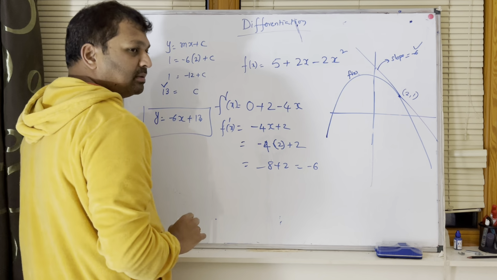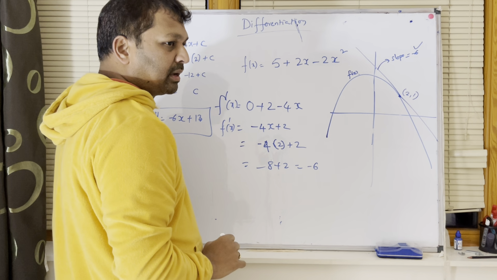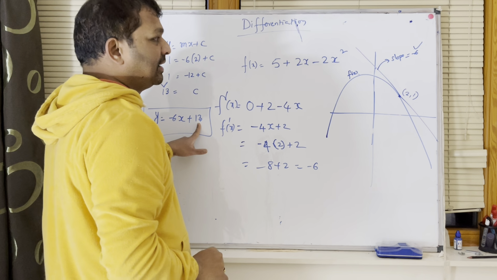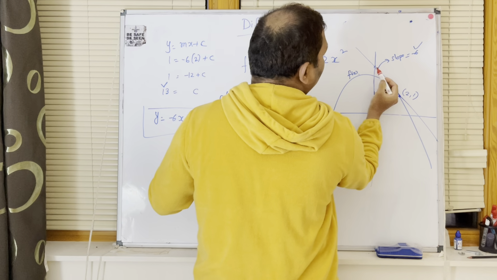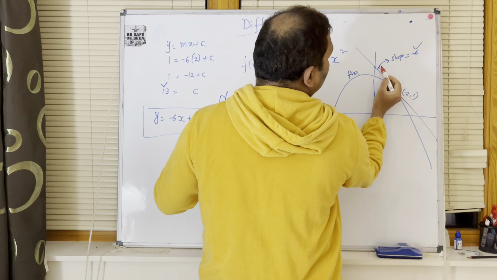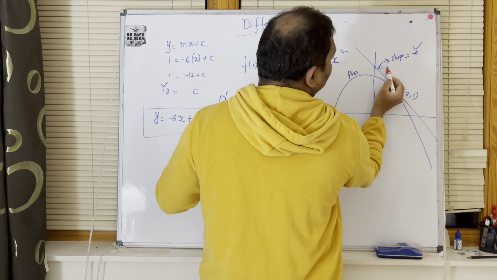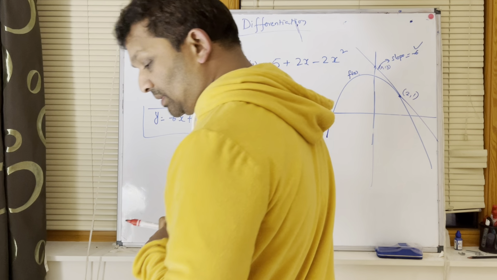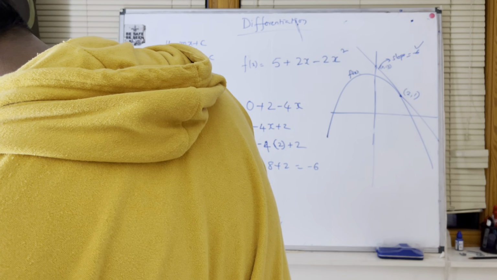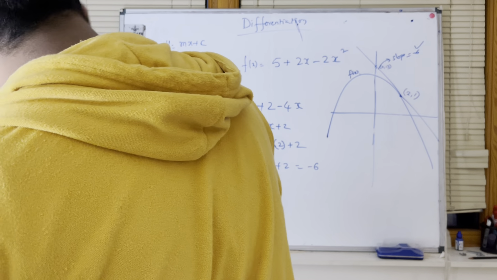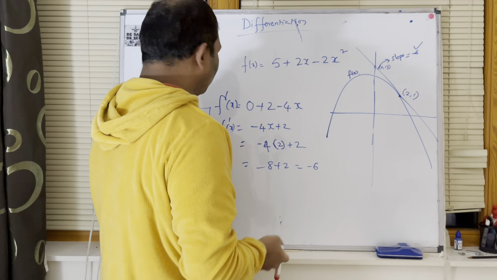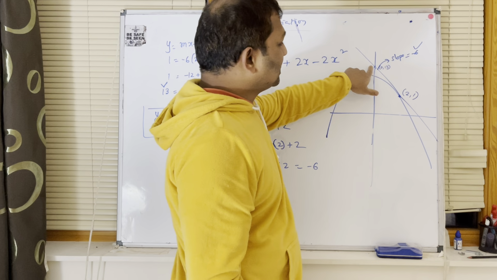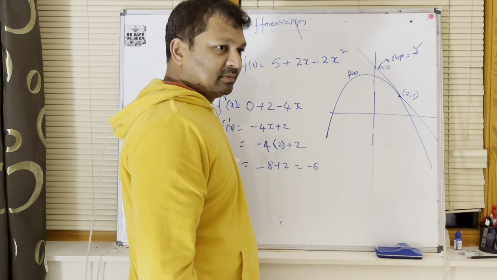At what point is this going to cut the y-axis? 13. So the point is (0, 13). Very good. That's the third question: find the coordinates of the point where the tangent intersects the y-axis. We already discovered it: (0, 13).